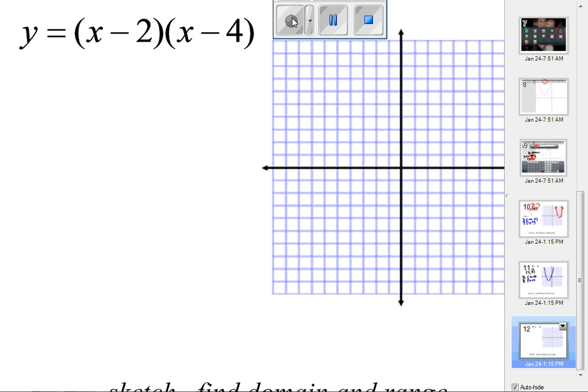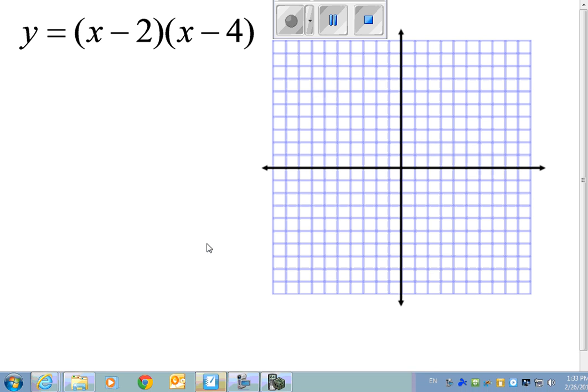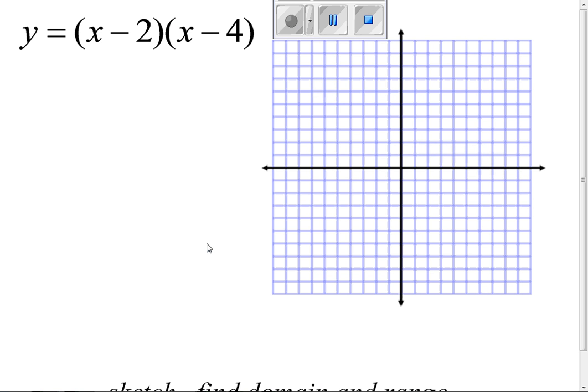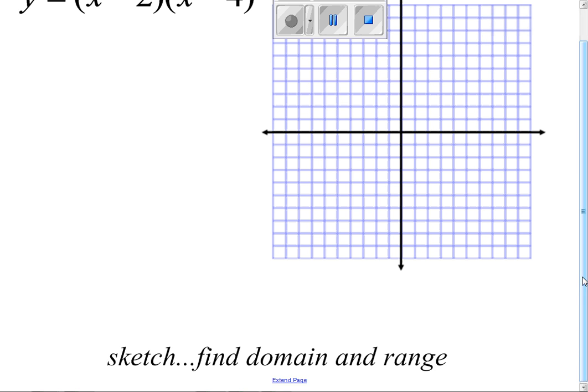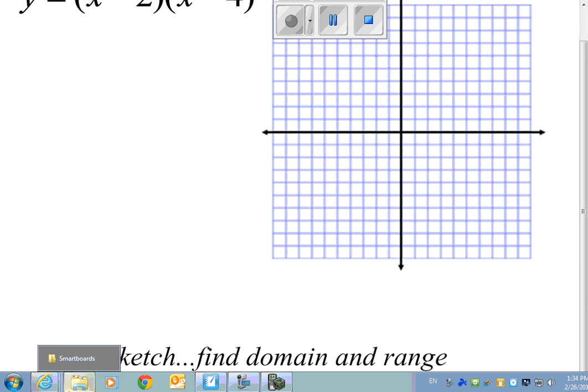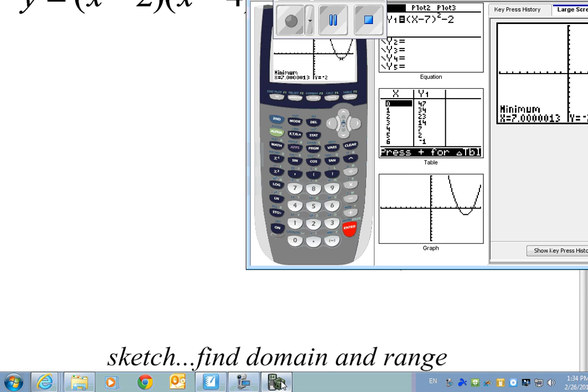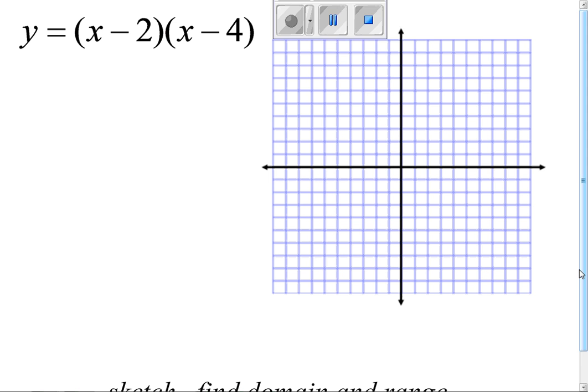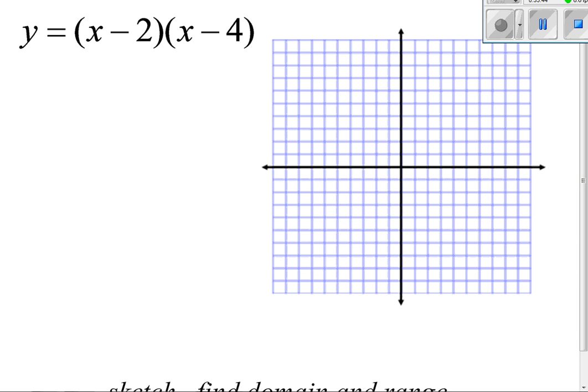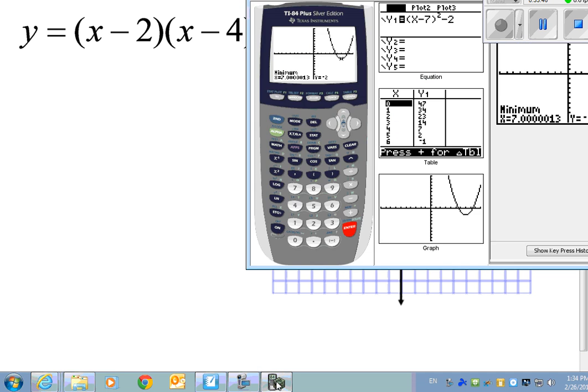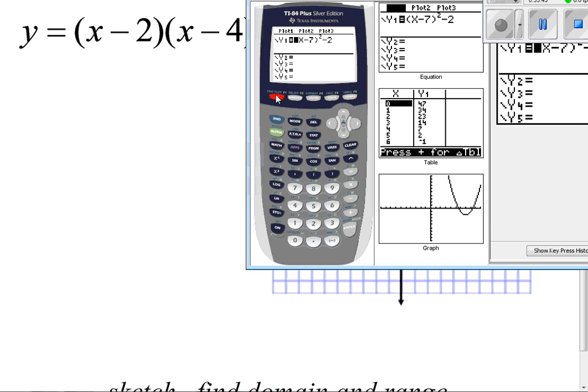Graph that one. Try x minus 2, x minus 4. Just have to graph it, that's all. Okay, there you go. Y equals. You just have to type that in. Clear that out. X minus 2, x minus 4. Those x minus 2s, x minus 4s have a meaning.